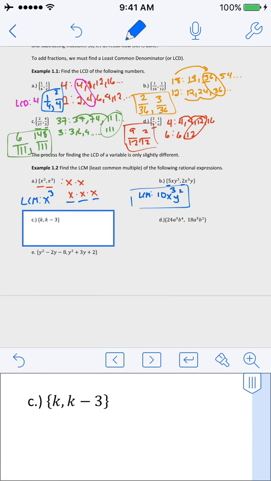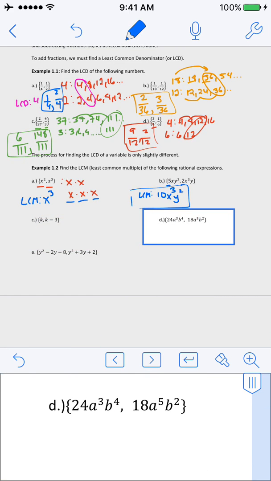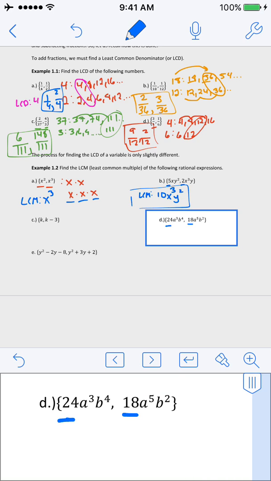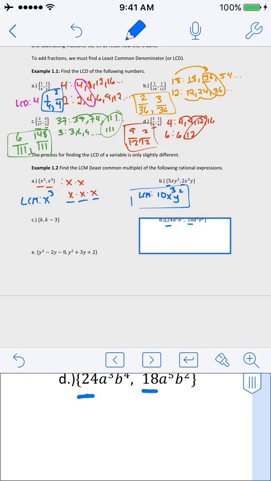All right. Let's do this one first before we go talk about C. All right, so least common multiple between 24 and 18. Well, let's see. 24, 48, 72.